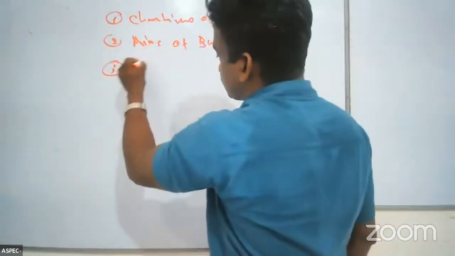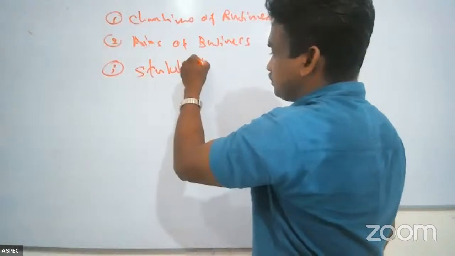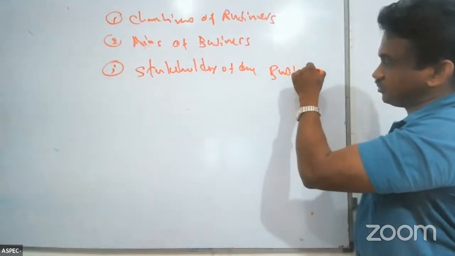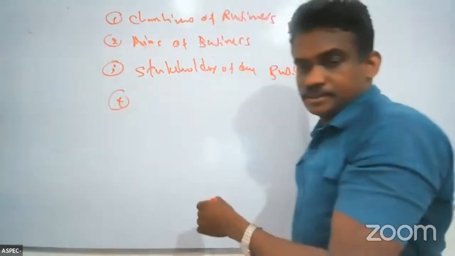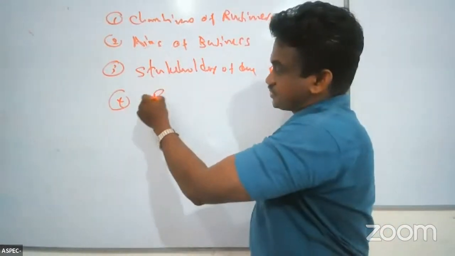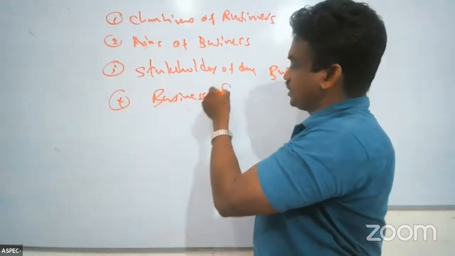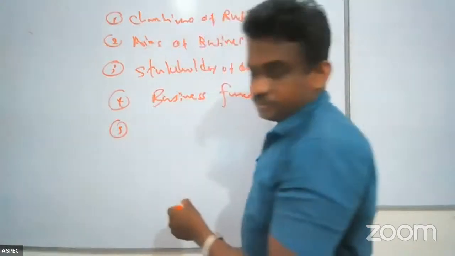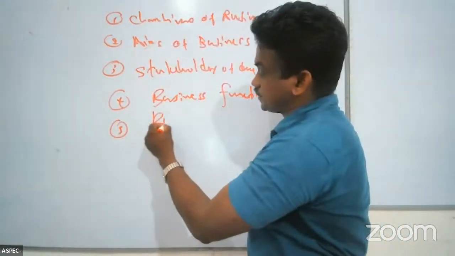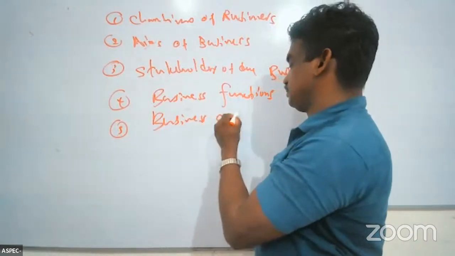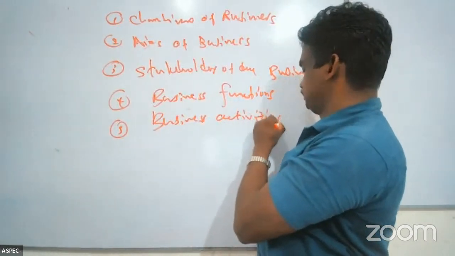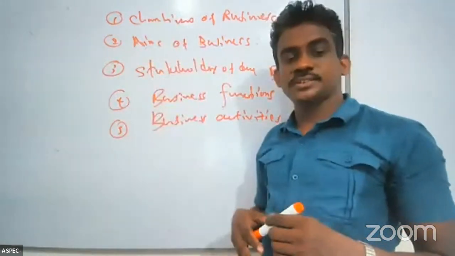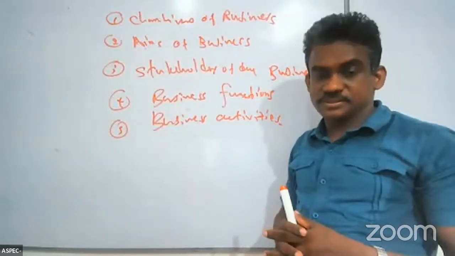We learned stakeholders of the business. Then we discussed business functions. Then business activities. Today we cover 5 subtopics, right? Read your notes, get the idea about this.